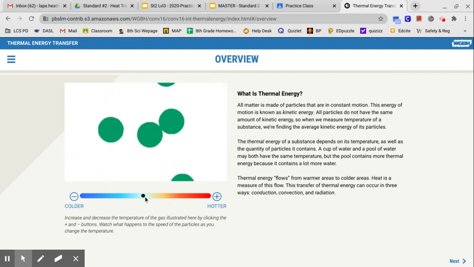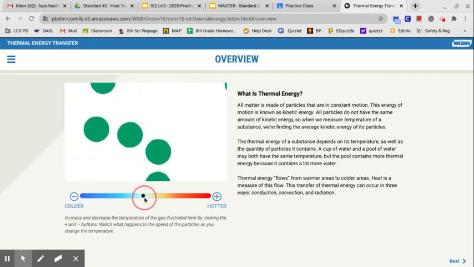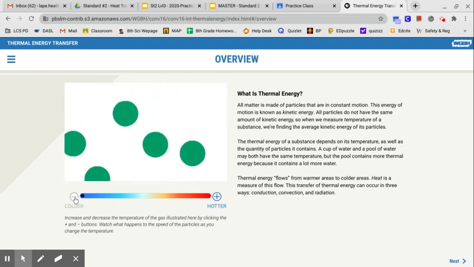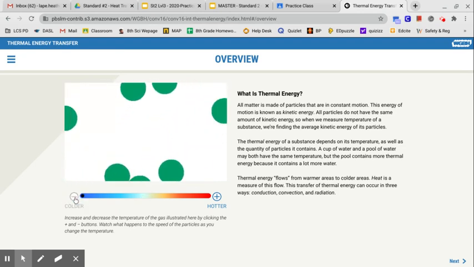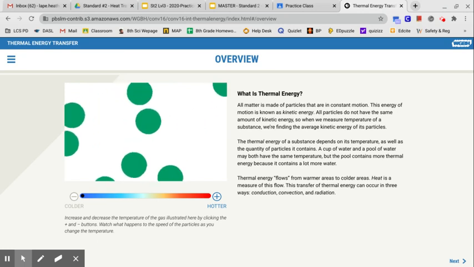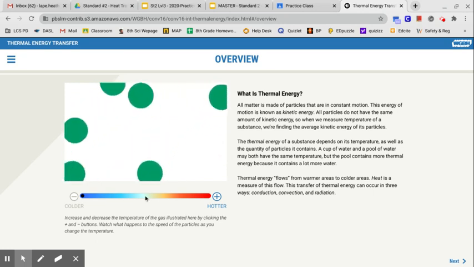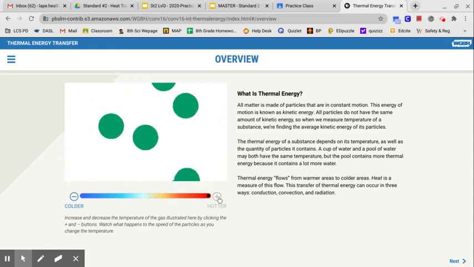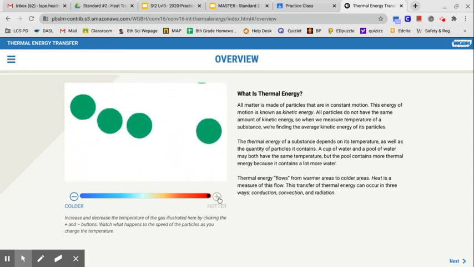So you get a chance to see what happens to these particles at a lower, colder temperature. And I think you can notice at a colder temperature, the kinetic energy is decreased. And let's see what happens at a hotter temperature. They are going to move much faster.